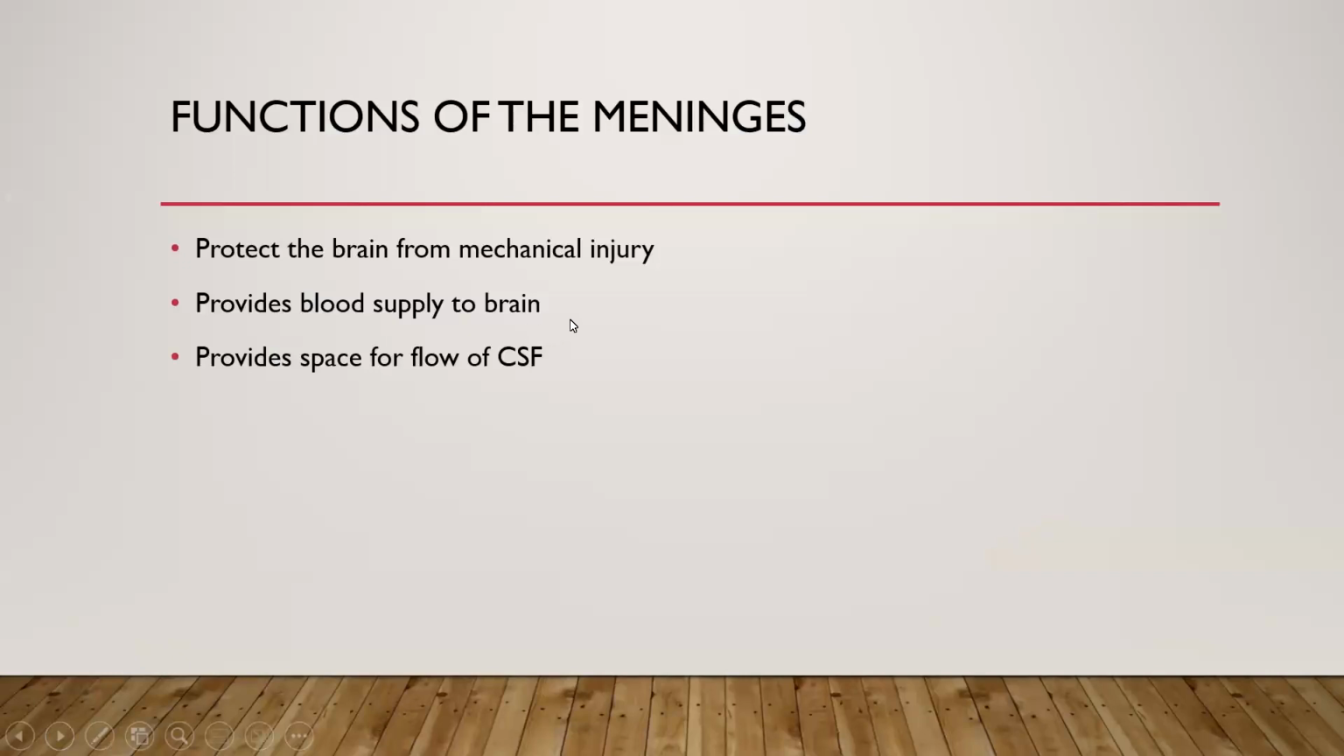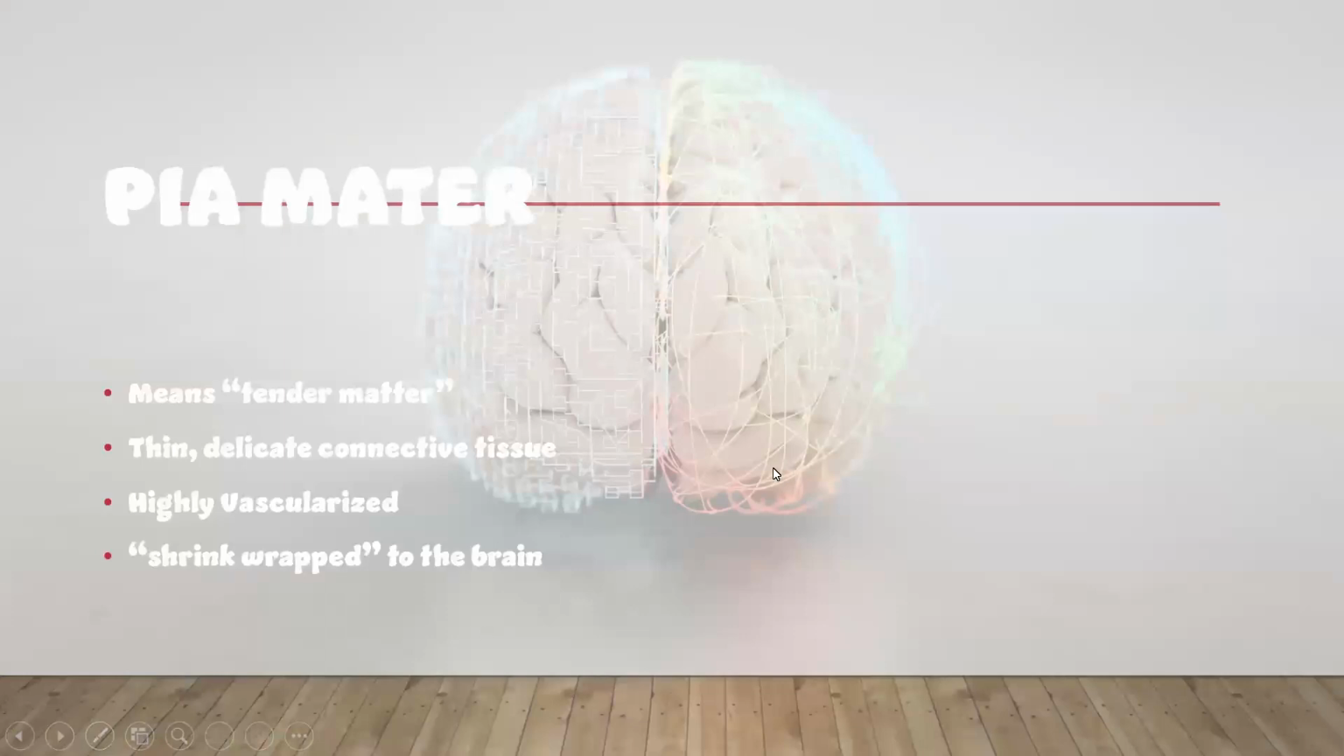Other functions of the meninges are to provide blood supply to the brain and also allow space for the flow of CSF. So again, starting from the inside out, we have the pia mater, which means tender matter. And this is a layer of highly vascularized, thin and delicate connective tissue. It's essentially shrink wrap to the brain, meaning that it gets in all the nooks and crannies of the brain, and it's very tightly bound to the brain itself.